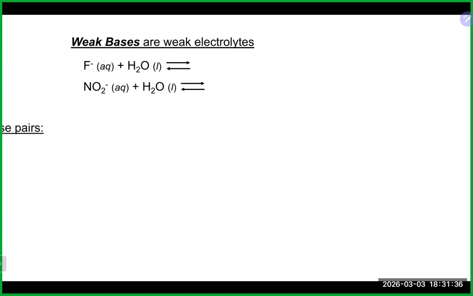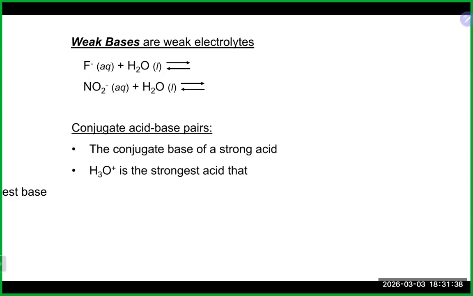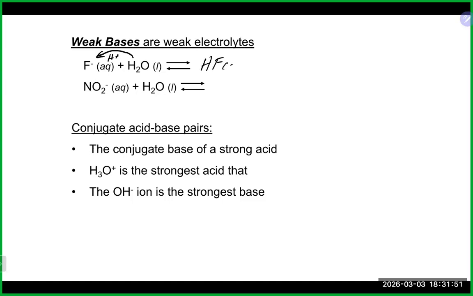Now, as well, we can have some weak bases that are weak electrolytes as well. And since these are bases, it's going to actually accept the H plus from the water, and it's going to produce where it comes from. So this reaction will produce where it came from. The F minus came from HF, and it will reproduce it, and it will produce hydroxide in this case. And again, this is why it's considered a base.